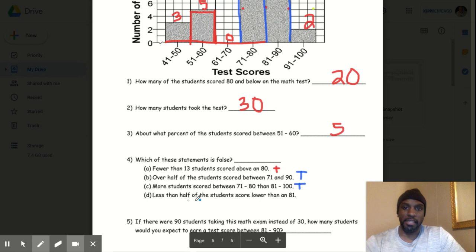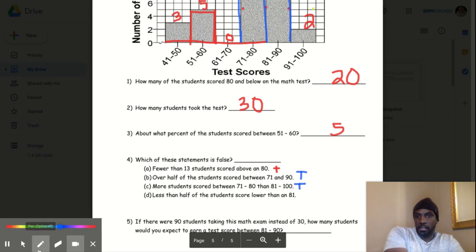True. Less than half of the students scored below. Less than half of the students scored lower than 81. Less than half. So half is what? Half of 30 is what? 15. So when they say less than half, you should be putting in your mind less than 15, less than 15.